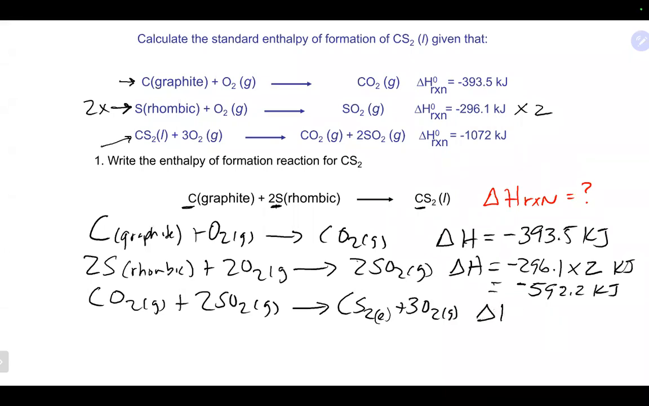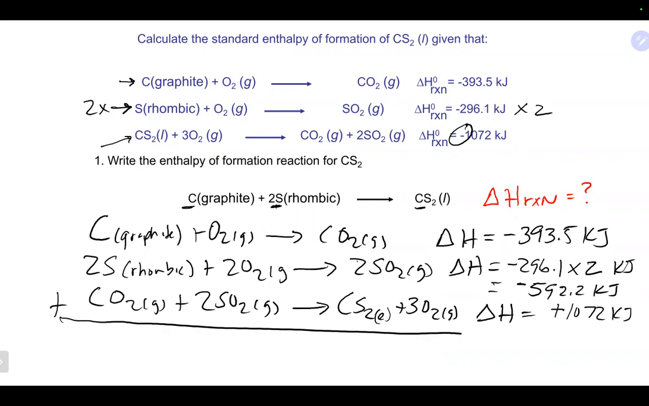Because all I did to this last equation was reverse it, the sign is the only thing that's going to change here. So it's going to go from negative down to positive 1072 kilojoules. Any questions on that? At this point, I am clearly out of equations, so I'm hoping I did everything right. We're going to do some crossing out.